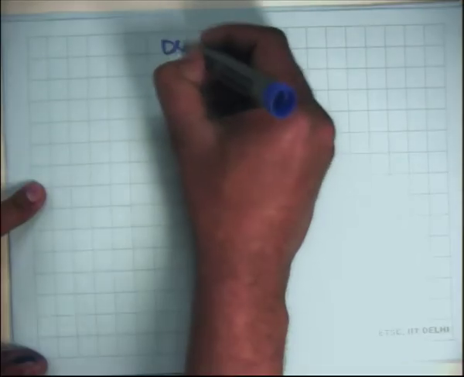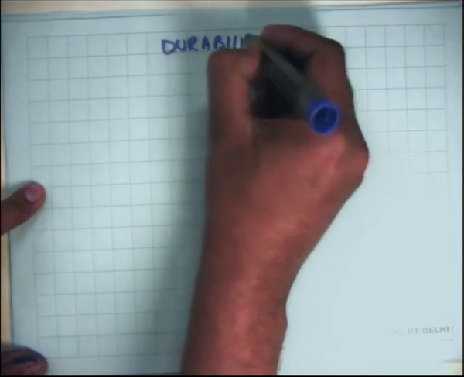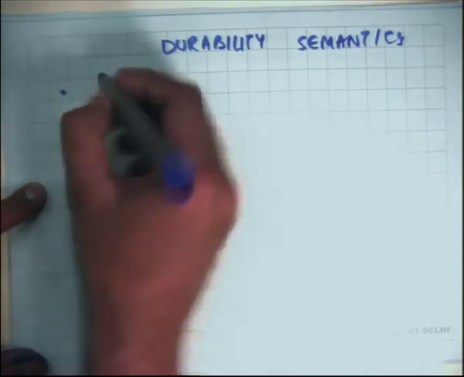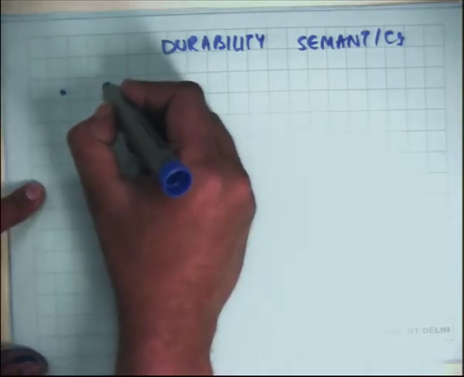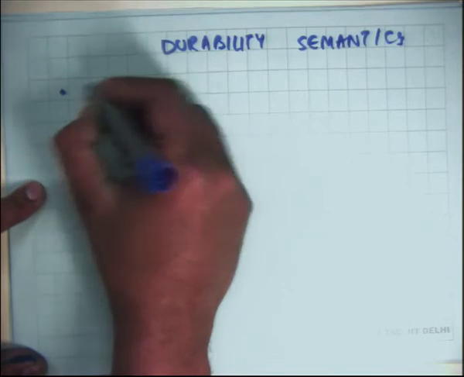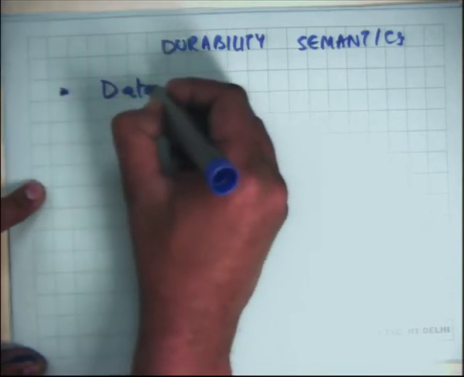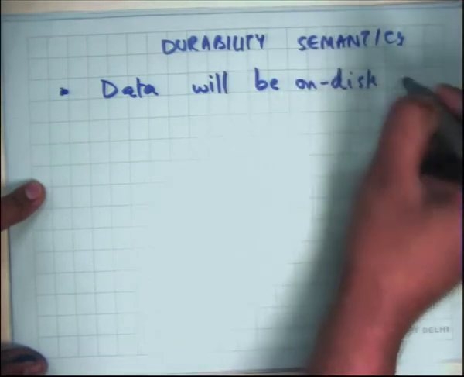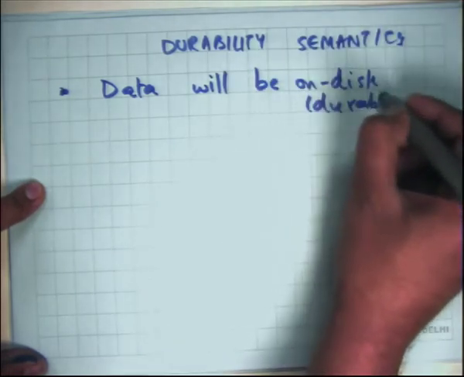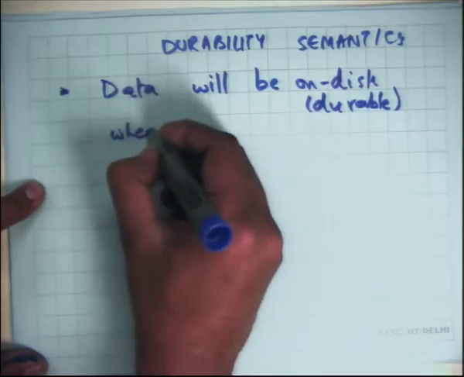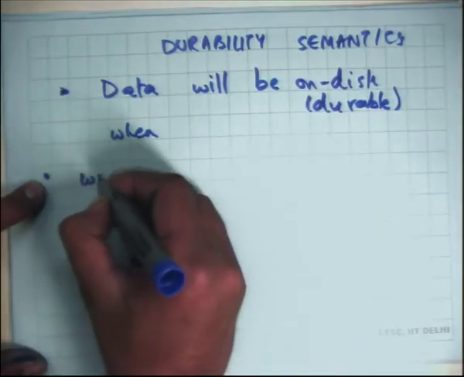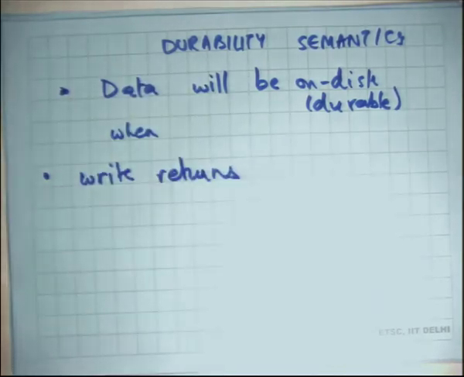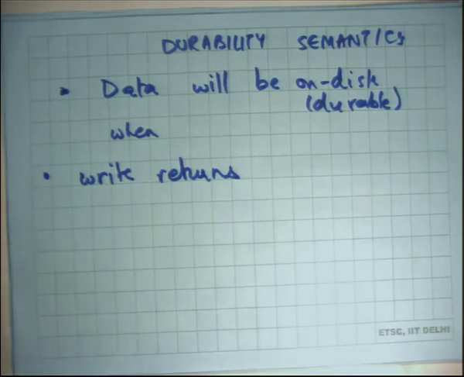So let's say durability semantics. Right. So by durability I mean data will be on disk, or durable, when one option is when write returns, right. So an operating system may provide a guarantee that whenever the write returns, you can be sure that the data is on the disk.